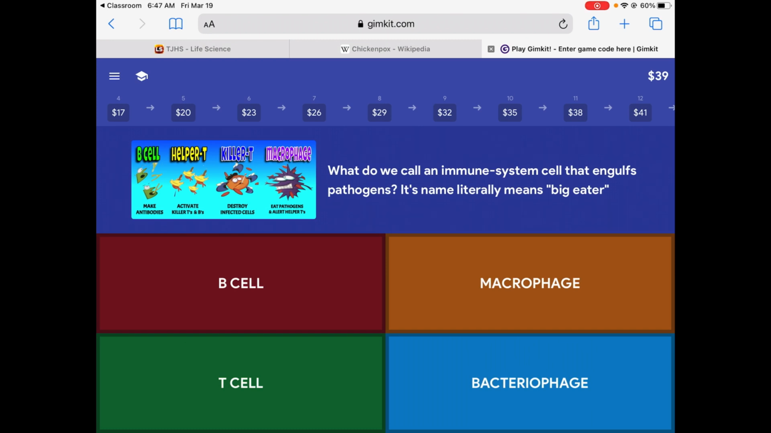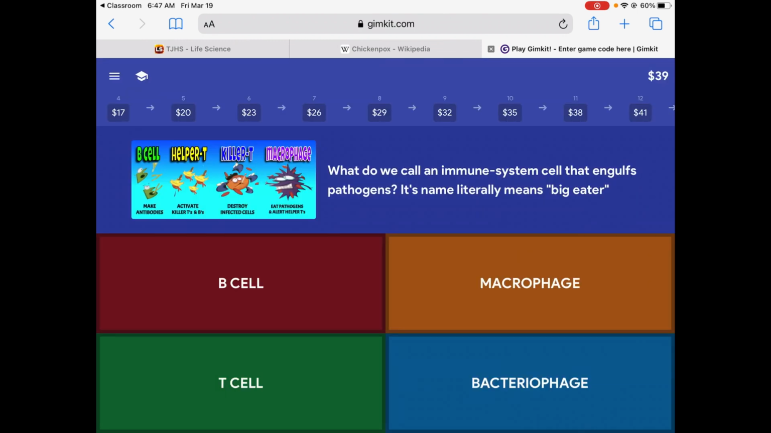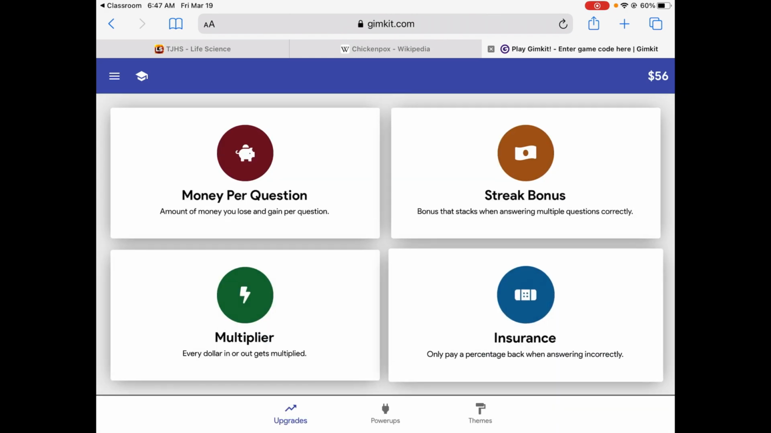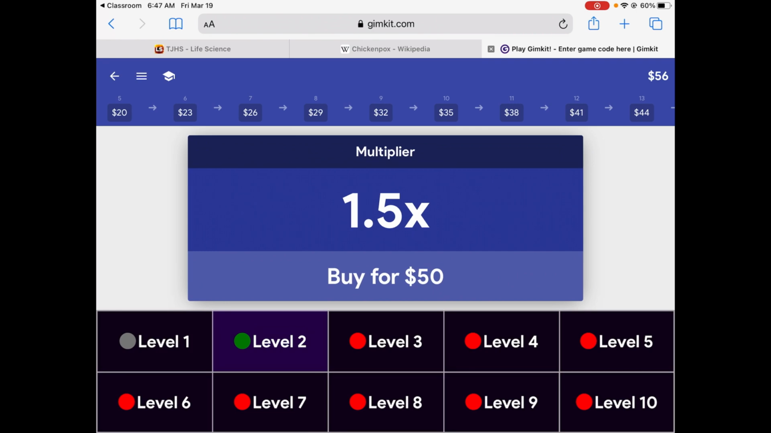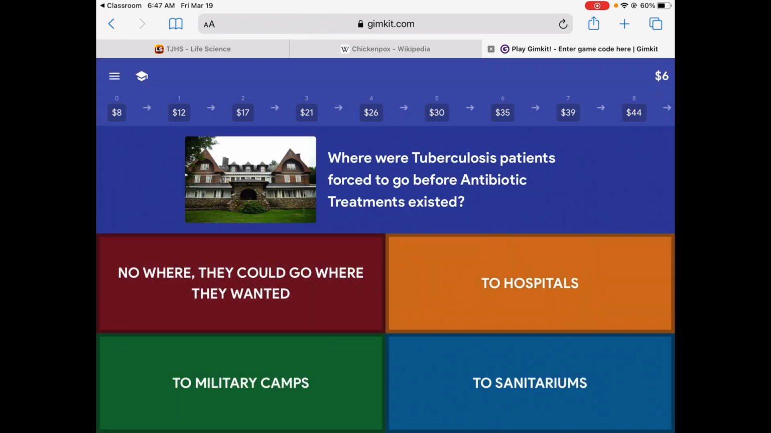What do we call an immune system cell that engulfs or eats pathogens? So if you look at this, eats pathogens, that's the macrophage. So pictures are meant to help you. I'm going to go shopping. I could get the multiplier. I'm going to buy that. So now instead of going up by $5, they'll go up by more.